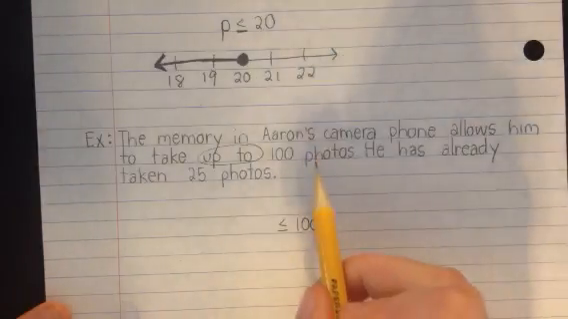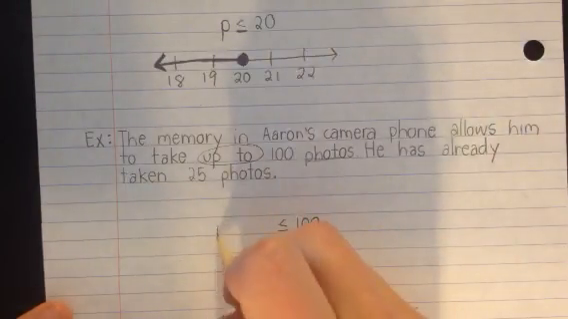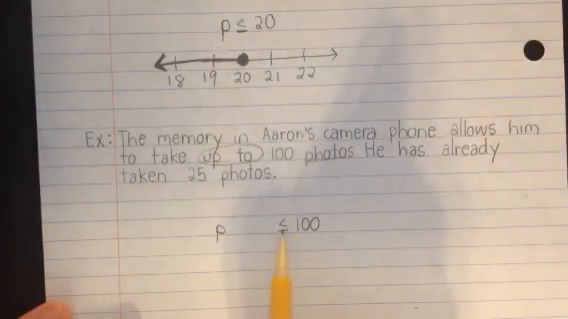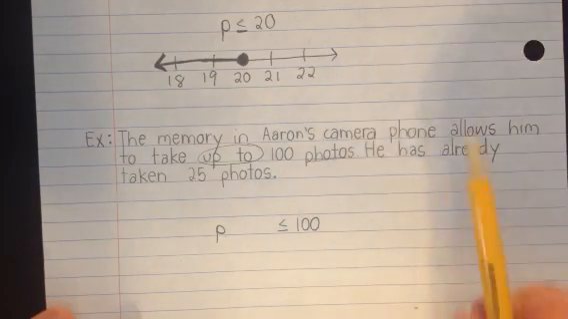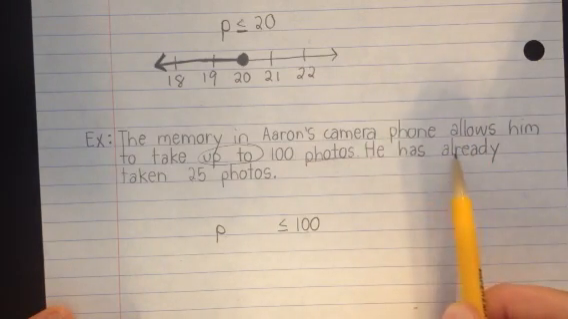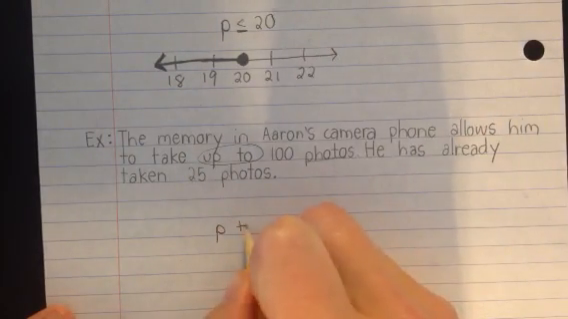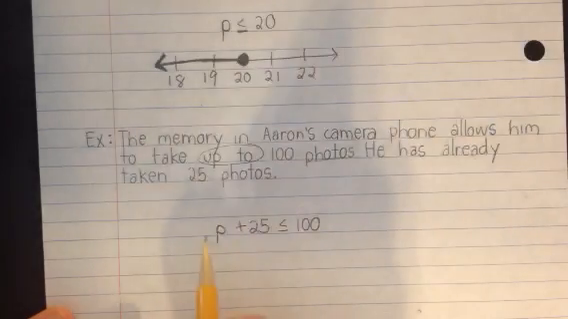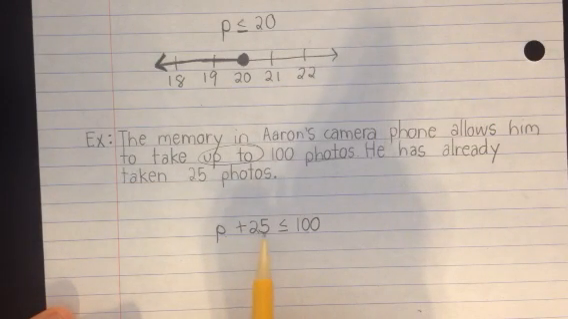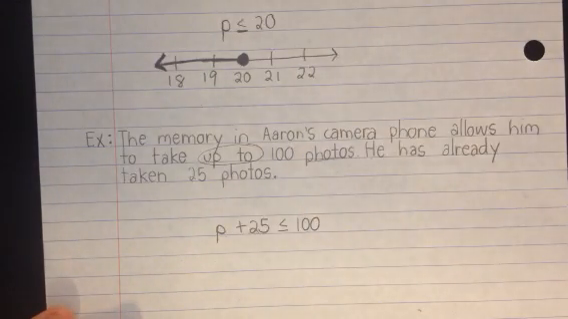But here's the thing, and we're talking about photos here, so I'm going to use P. So the photos have to be less than or equal to 100, but he has already taken 25 photos. So the amount of photos that he can take plus 25, because he's already taken 25, has to be less than or equal to 100. And we will learn how to graph these tomorrow.